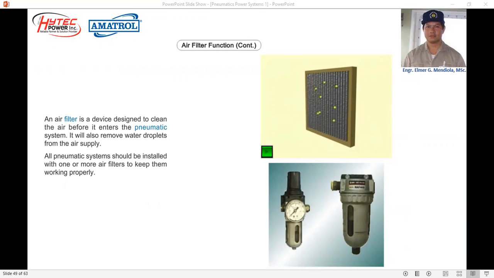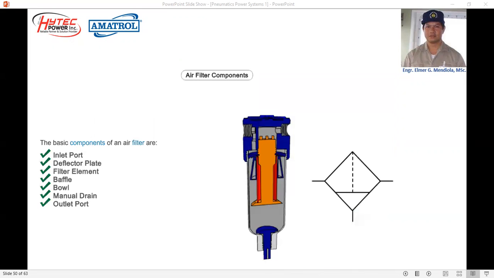An air filter is a device designed to clean the air before it enters the pneumatic system. It will also remove water droplets from the air supply. All pneumatic systems should be installed with one or more air filters to keep them working properly. By removing the particles in the compressed air, it can prevent malfunctions caused by the particles in the long term. It will lengthen the product life, thus saving on maintenance costs and downtime.